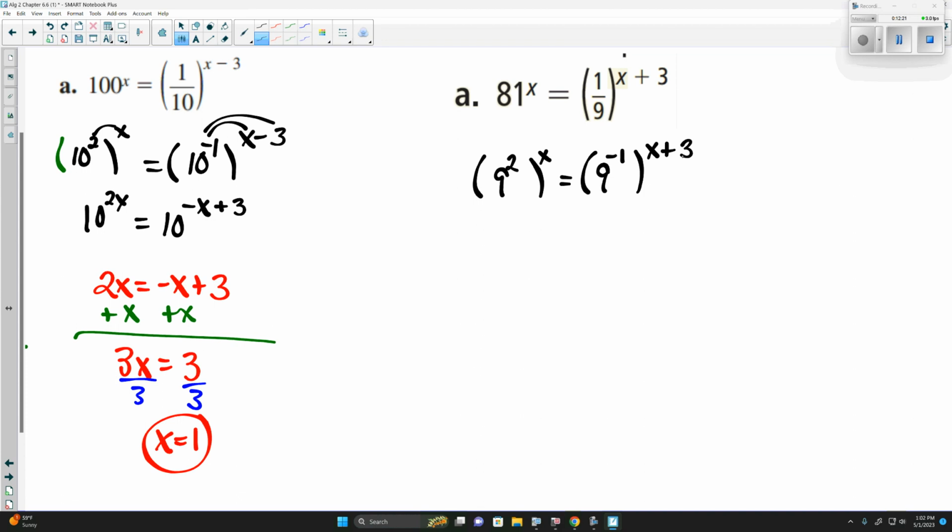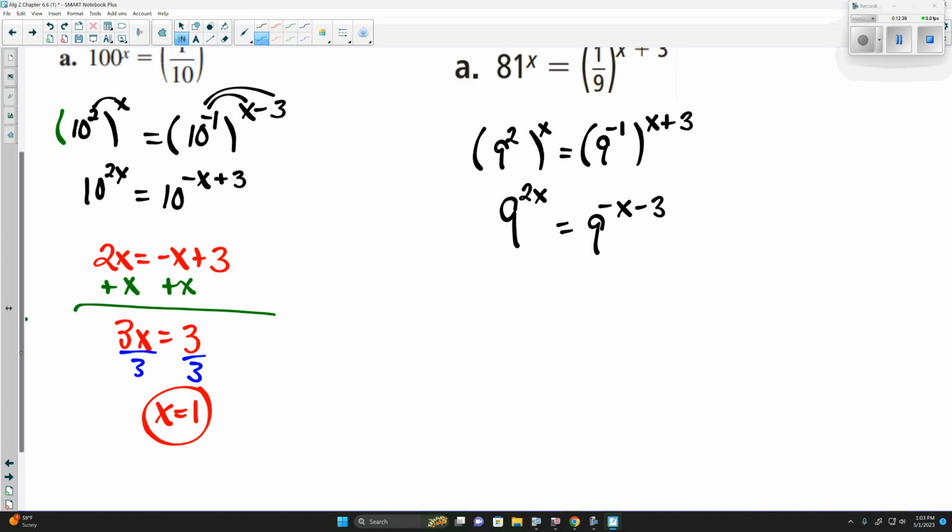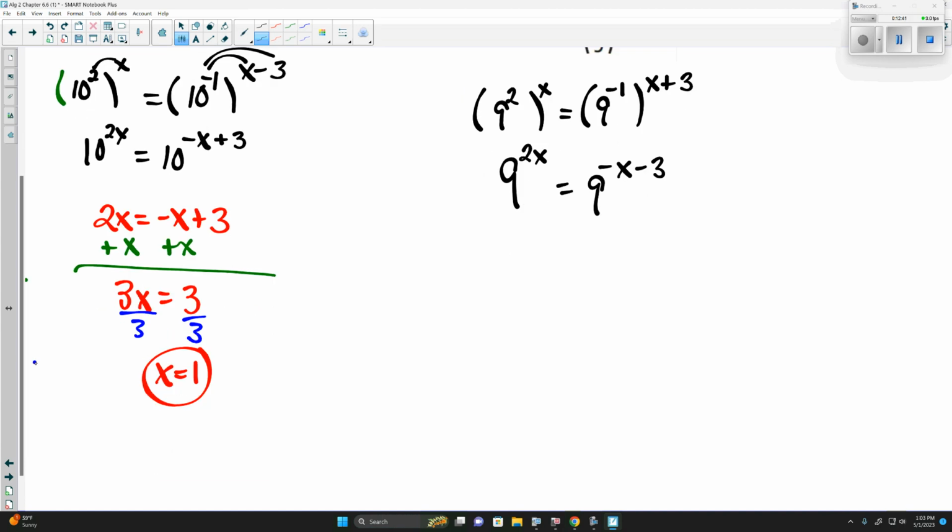Now, 9 for this one isn't the only one we could use. We could use 3 technically, because 3 squared is 9. But 9 works just as well, because as long as the bases are the same, that's all that matters. So we get 9 to the 2x is equal to 9 to the x minus 3, because we multiply the negative 1 with both x and 3, giving us negative x minus 3.